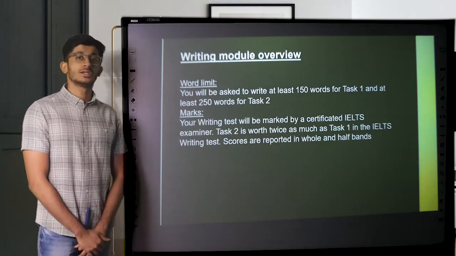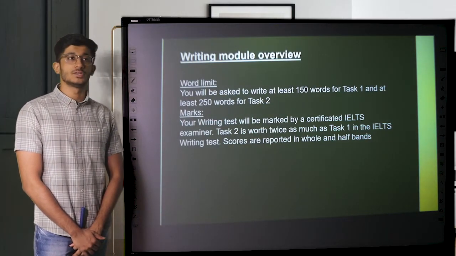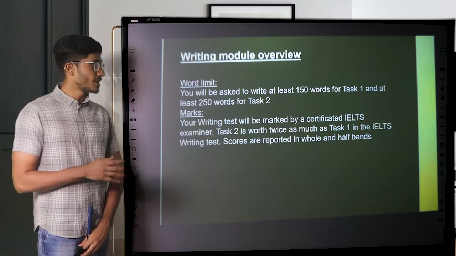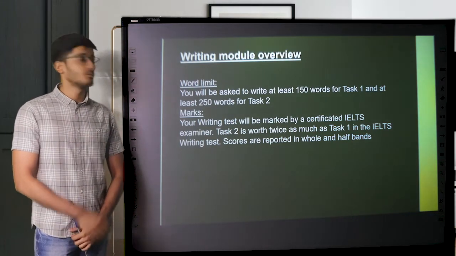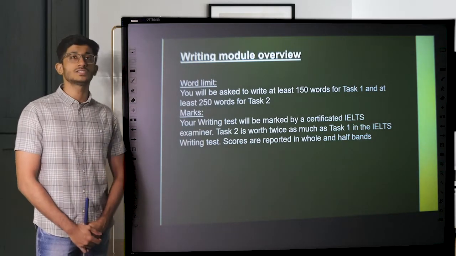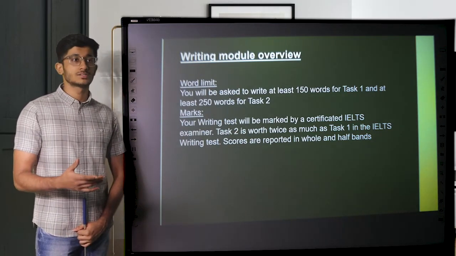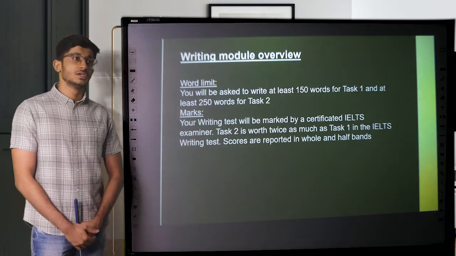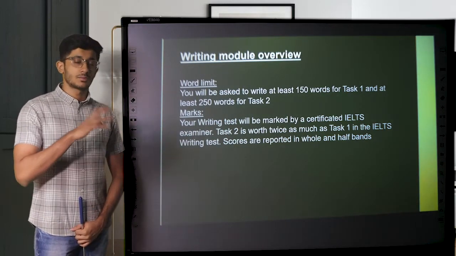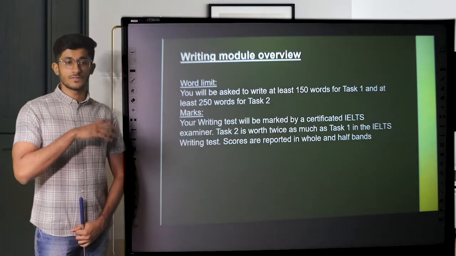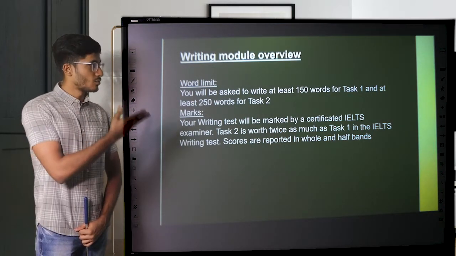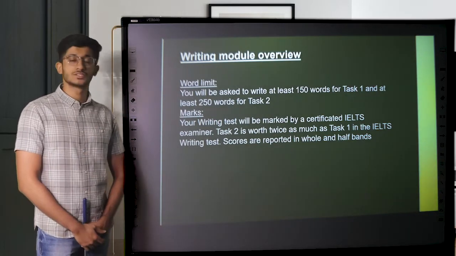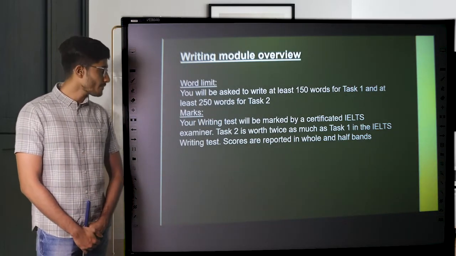Coming to the word limit, for Task 1 you have to write at least 150 words, and for Task 2, you have to write at least 250 words. For both questions, you can obviously write more, but it's not always wise because you're not going to get extra marks for writing more. If you can summarize everything and finish your writing within 160 words for Task 1 or within 260 words for Task 2, that's absolutely fine.